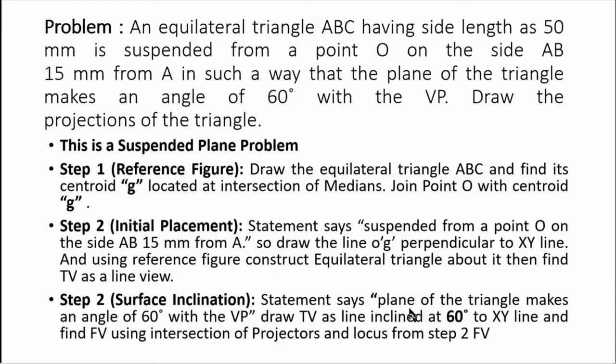Using this line or edge view from step 2, we'll then draw the surface inclination. As it is said, the plane of the triangle makes an angle of 60 degrees with VP. So we draw the line view inclined at 60 degrees to the XY line and use it to find the front view, using the locus from step 2 for the front view as well as the projectors from the top view. So we'll have the overview now.